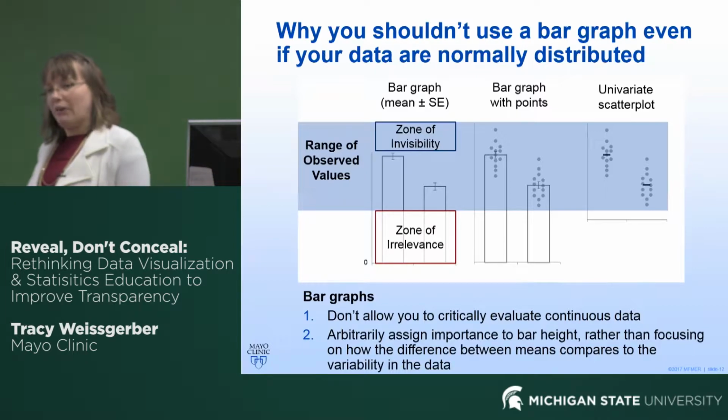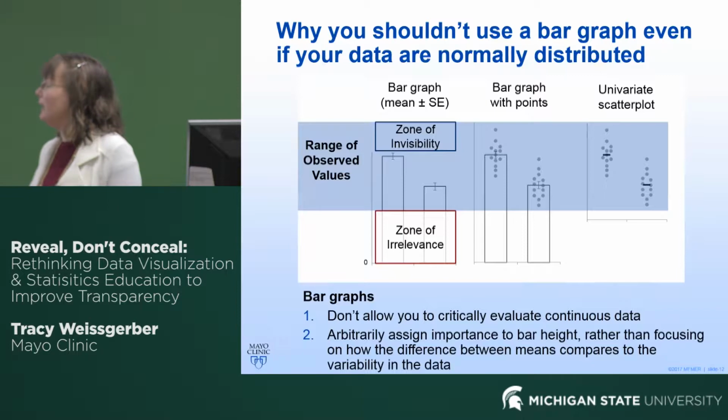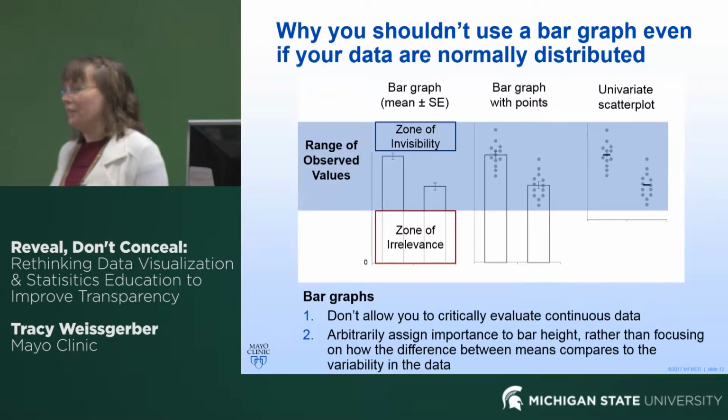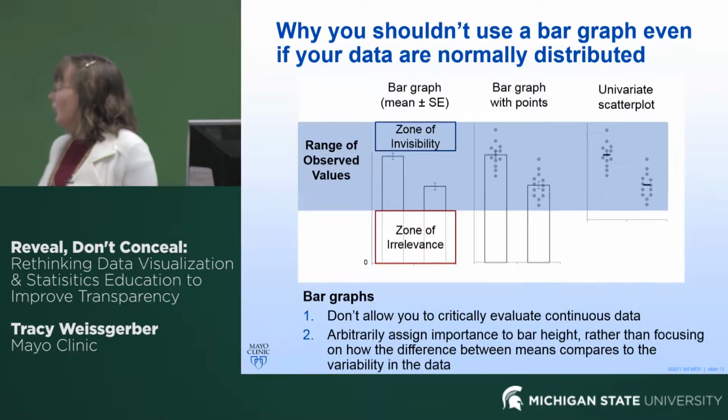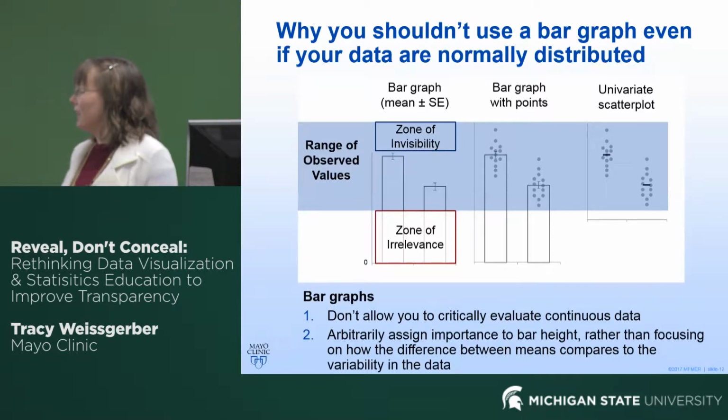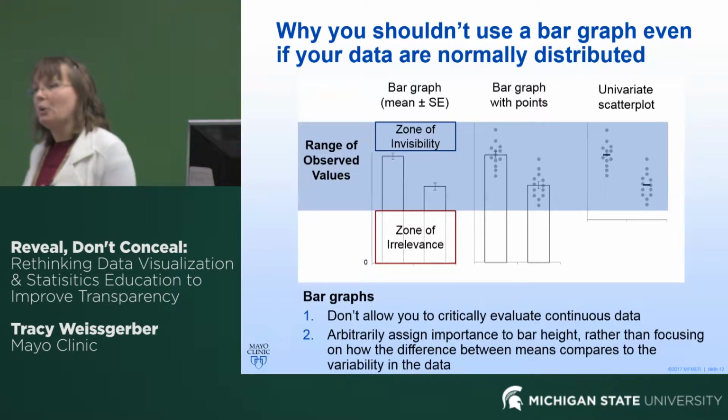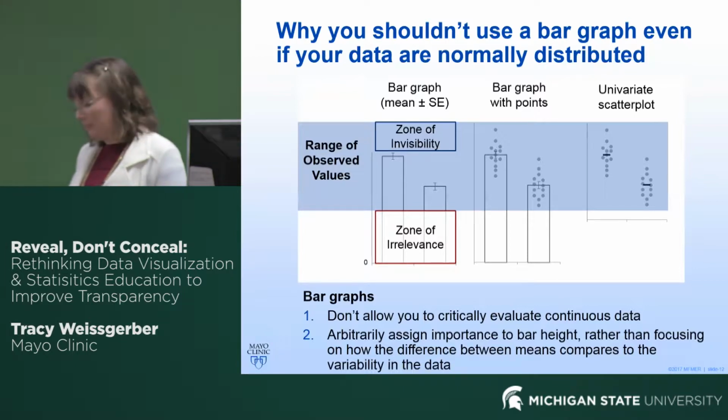So when you make a bar graph, what you're drawing attention to is you're missing the zone of invisibility, you're putting a lot of weight on the zone of irrelevance, and you're arbitrarily assigning importance to the bar height instead of focusing your reader's attention on how the difference in means compares to the variability in the data, or how much overlap there is between groups.